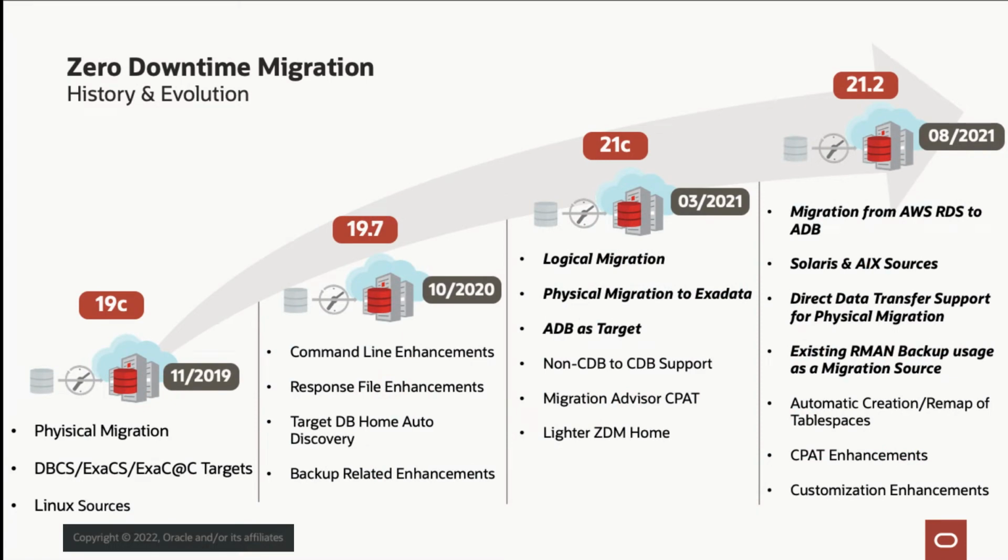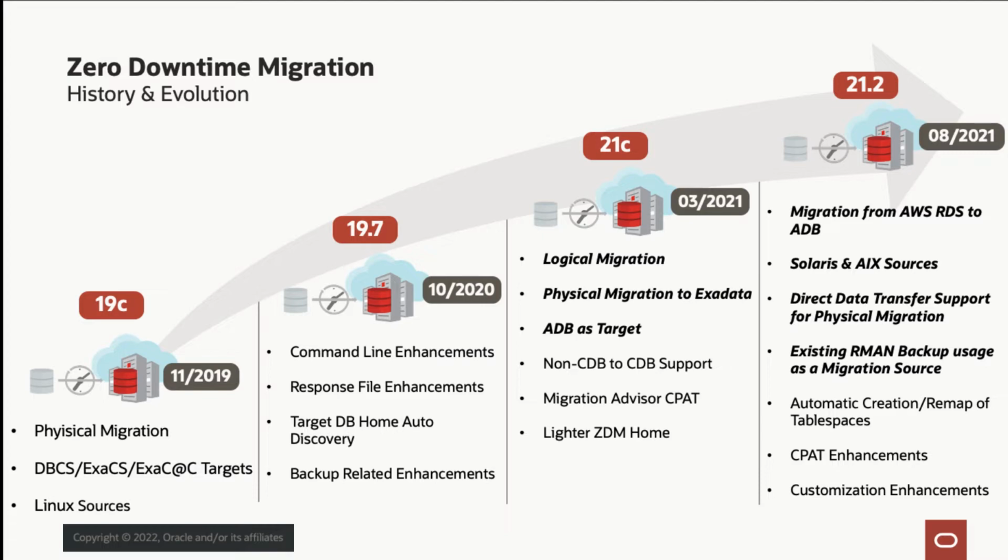For the longest time, we've been working on ZDM development. It's been quite a history of evolution of the product. Our first release came in November 2019 with physical migration workflow support only, limited targets, and only Linux sources. We then released 19.7 in October the next year with several enhancements to the overall usage of the product and features and functionality. Then a year later, in March 2021, we released 21c, which included logical migration to Exadata on premises, Autonomous Database as a target, CDB conversion, the CPAT or migration advisor support, and of course a lighter ZDM home.